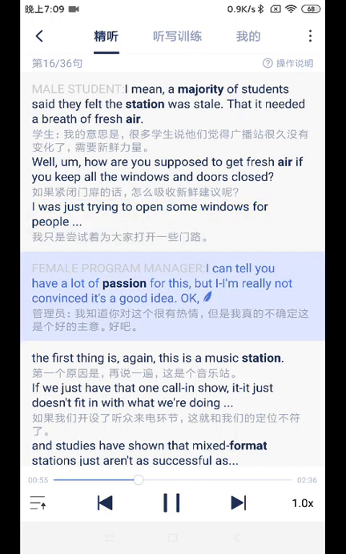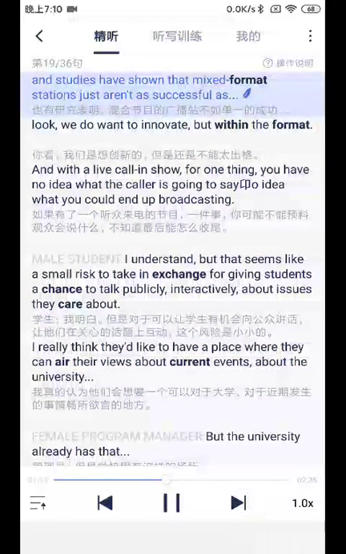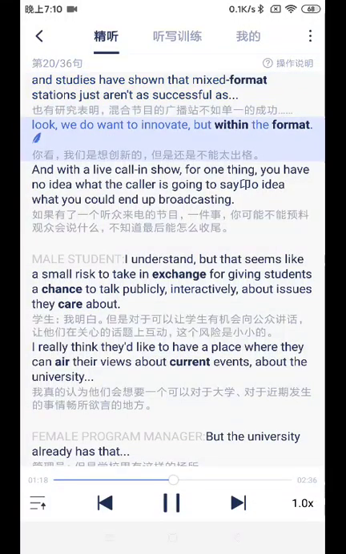I can tell you have a lot of passion for this, but I'm really not convinced it's a good idea. Okay, the first thing is, again, this is a music station. If we just have that one call-in show, it just doesn't fit in with what we're doing. And studies have shown that mixed format stations just aren't as successful as... Look, we do want to innovate, but within the format. And with a live call-in show, well, for one thing, you have no idea what the caller's going to say. No idea what you could end up broadcasting.